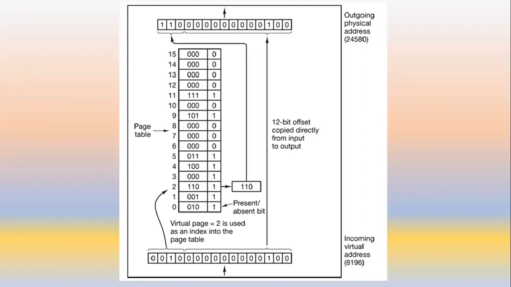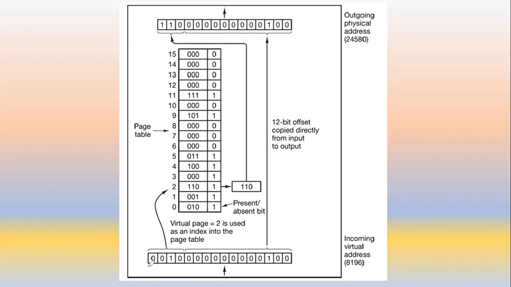As you can see, my dear students and the rest of the learners, from this diagram, we have the virtual or logical address here at the bottom. That's what we are calling the incoming virtual address. And if you count them, this virtual address is composed of 16 bits. That is 1, 2, 3, 4, 5, 6, 7, 8, 9, 10, 11, 12, 13, 14, 15, 16.